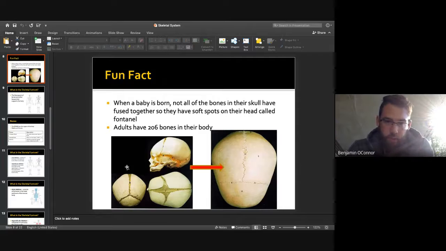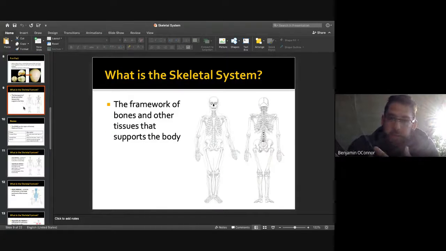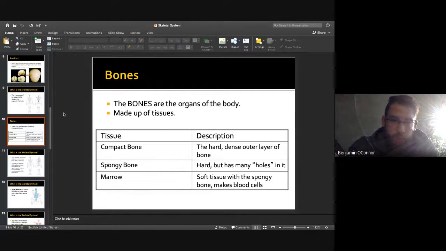They're called fontanelles. That's just a fun fact. It's the framework. It supports our body. It protects our organs. We do have a couple different types of bones, right?